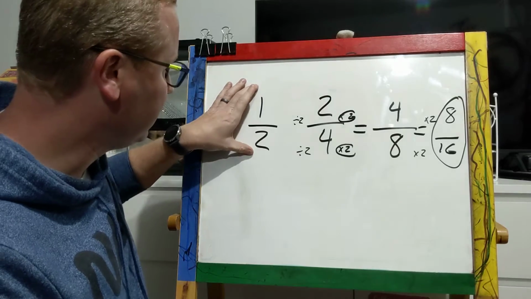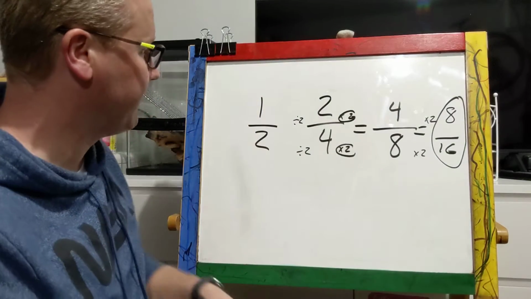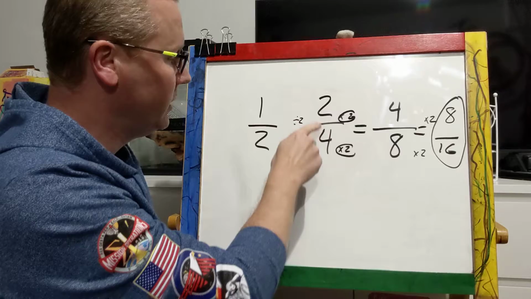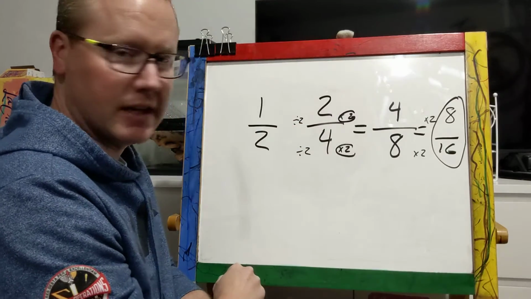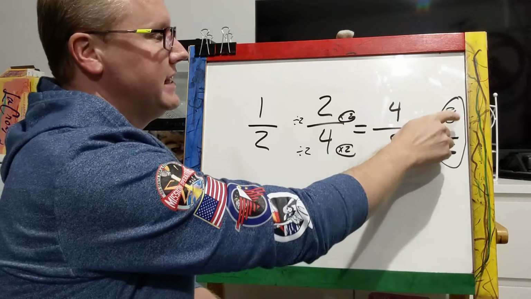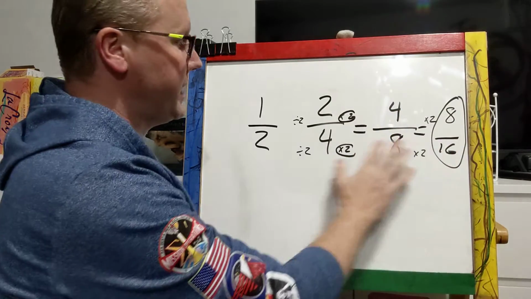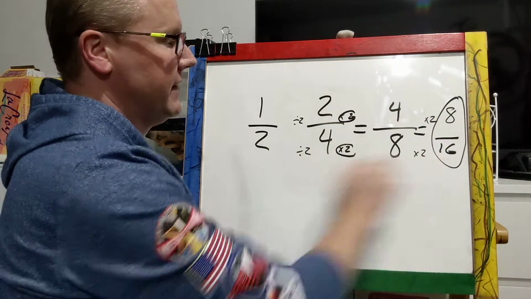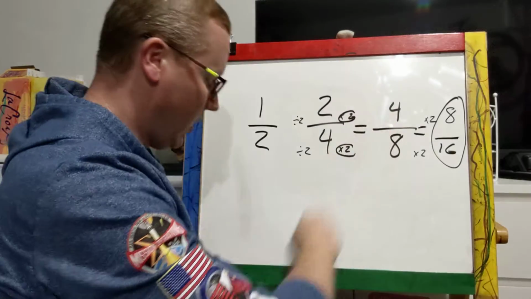And 1/2, if I eat 1/2 of a pizza, it's the same as eating 2 out of the 4 pieces of pizza, or it's the same as eating 4 out of the 8, or it's the same as eating 8 out of the 16. We're just breaking up our whole into different amounts of pieces, but these are all equal.